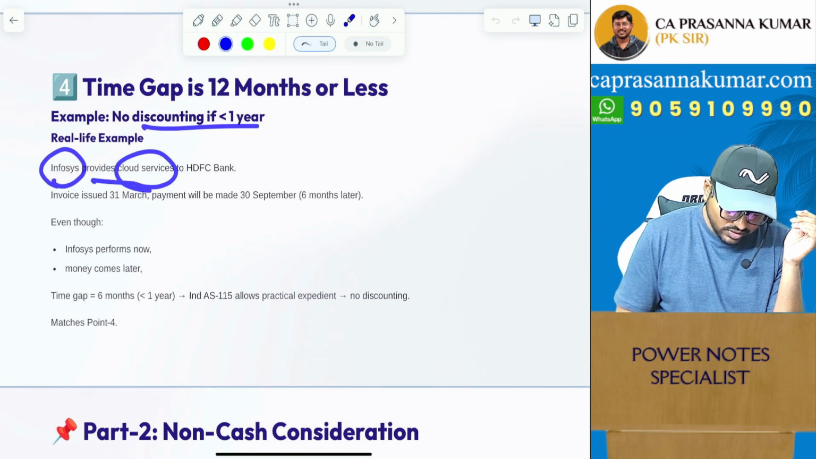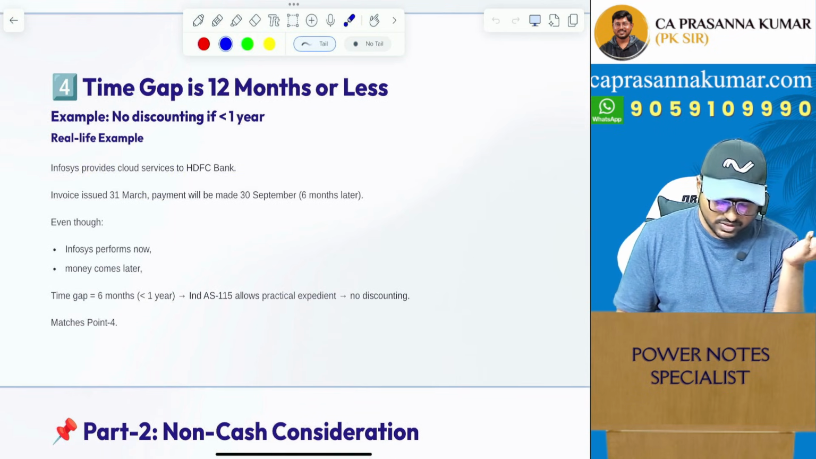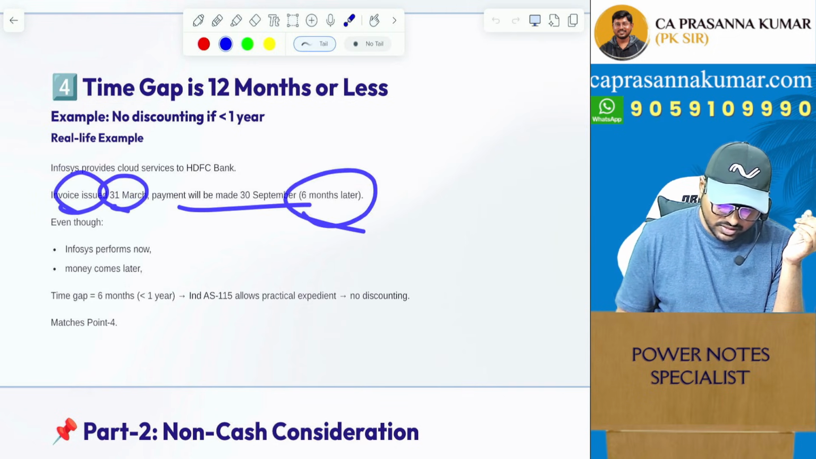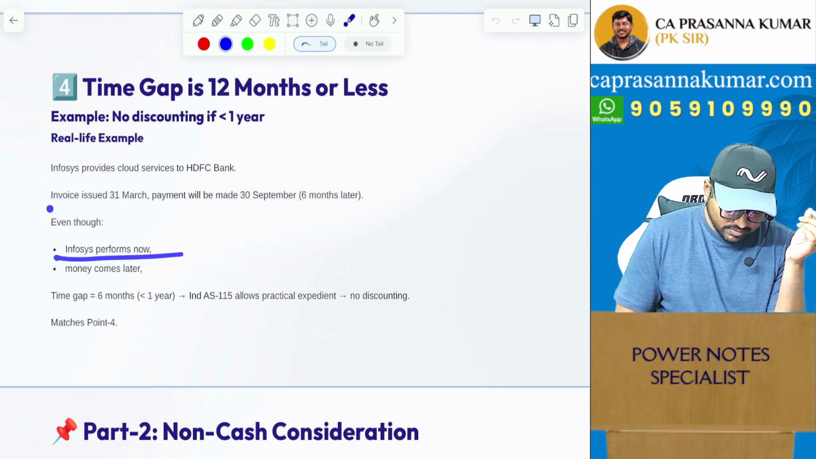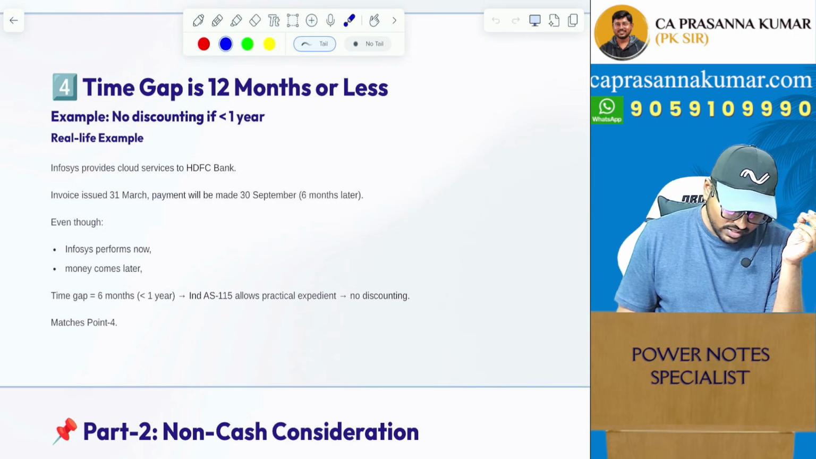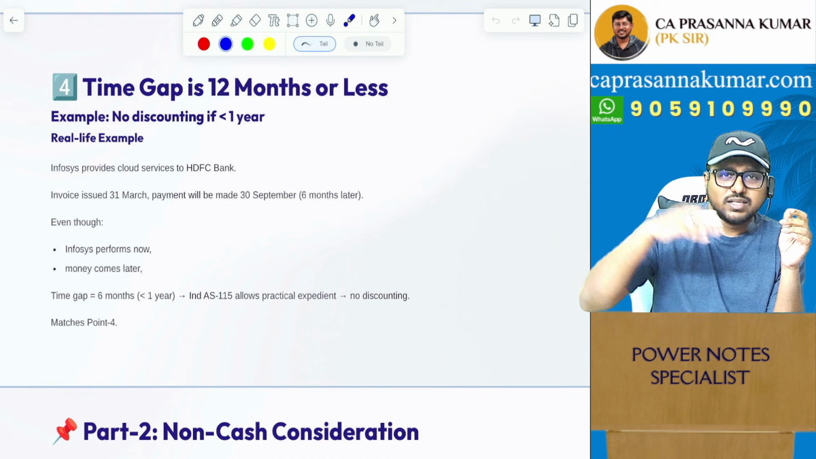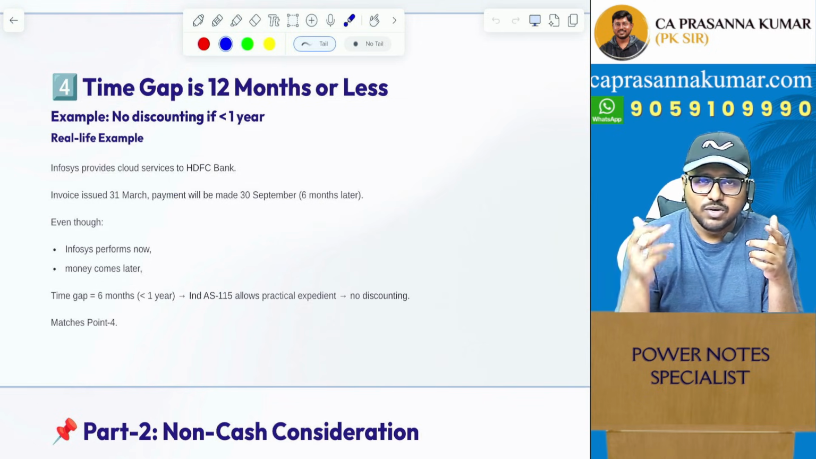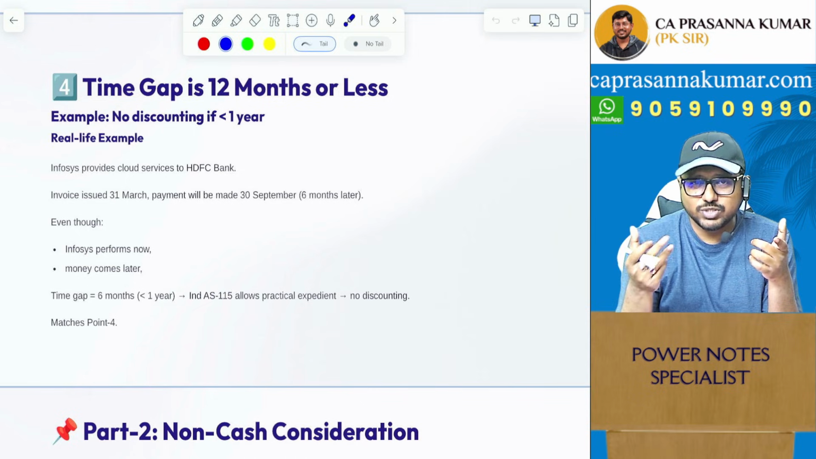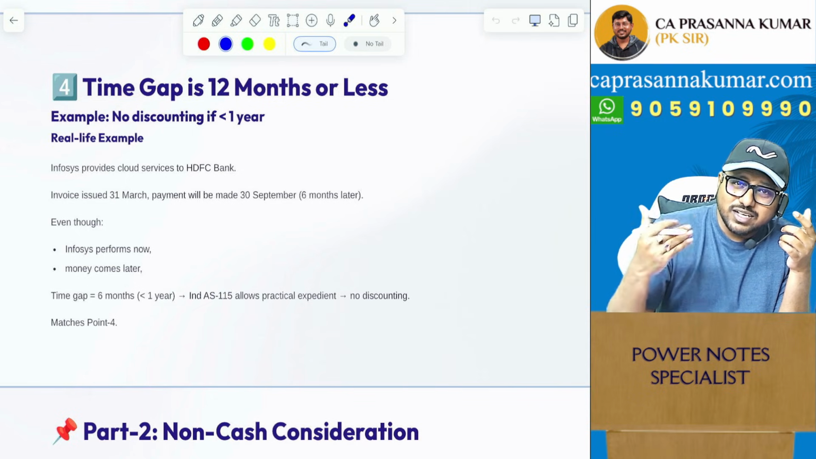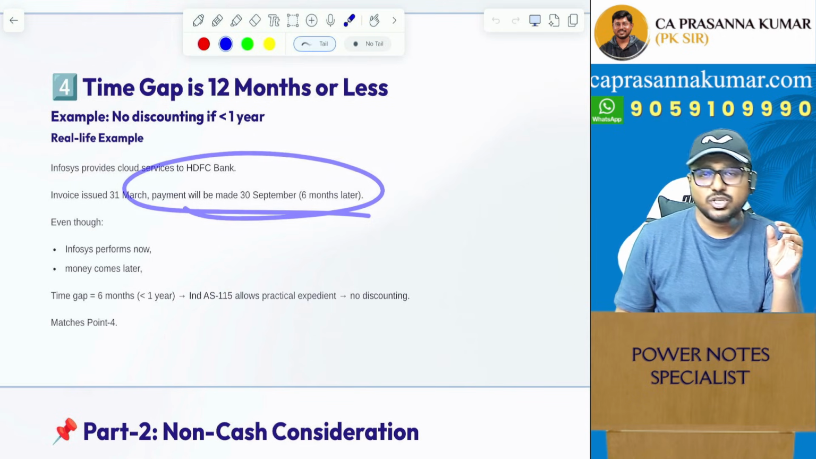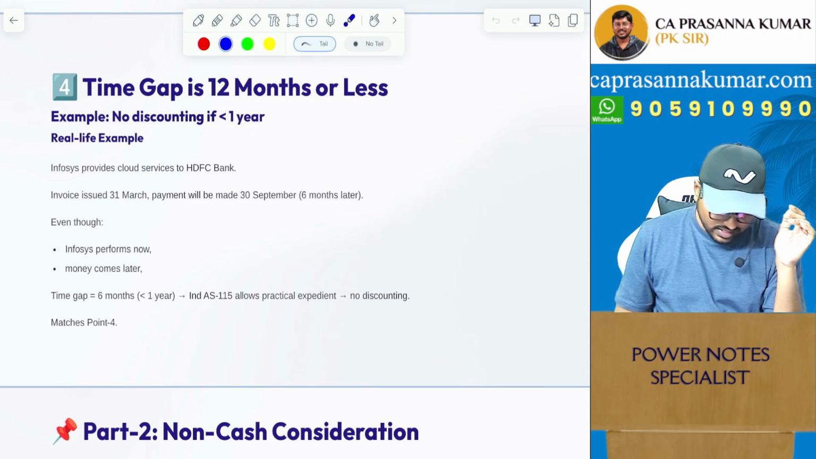Infosys provides cloud services to HDFC Bank, obviously because it's an IT company. Invoice issued on 31st March, payment will be made on 30th September, that is 6 months later. Now Infosys has performed. Are you able to understand? The service is given to HDFC Bank, but HDFC Bank is paying the money later, which means Infosys is financing HDFC Bank, which means Infosys has to charge interest, which means Infosys will get interest income from HDFC Bank. Usually that's the case, but because here it is less than 12 months, you can apply practical expedient.